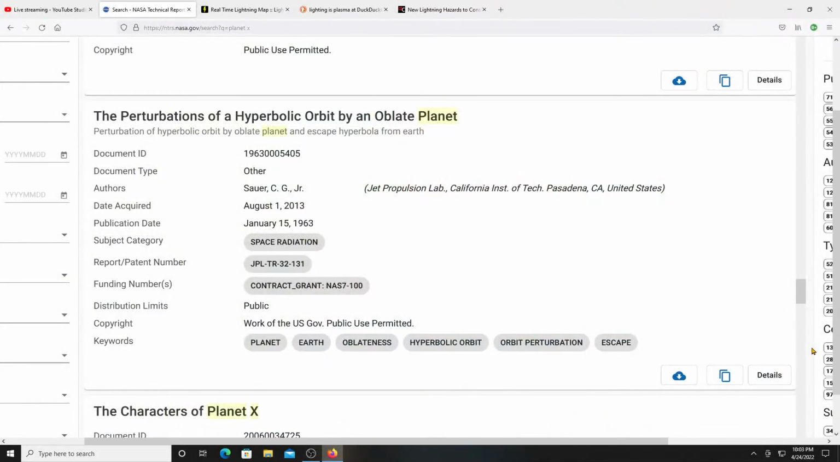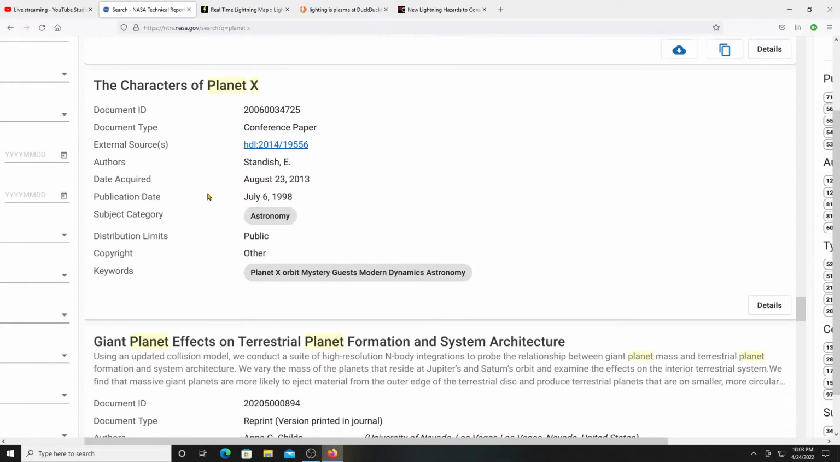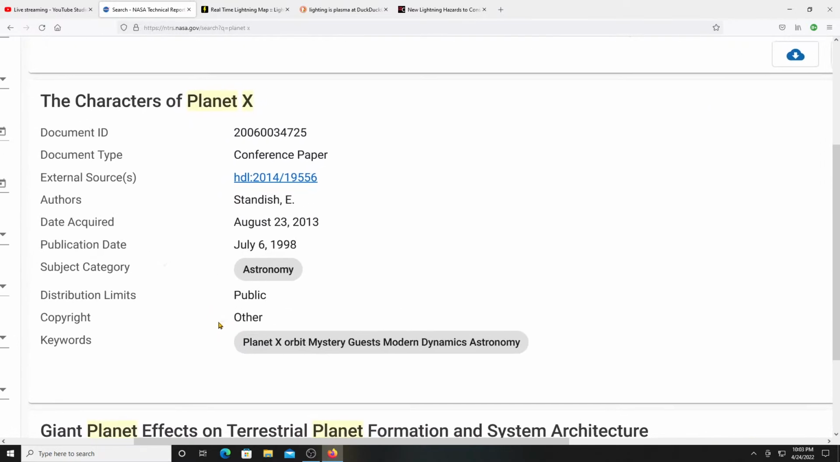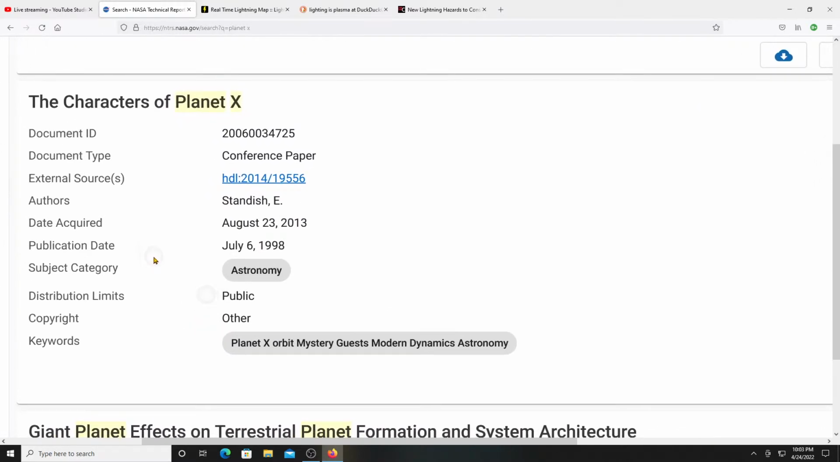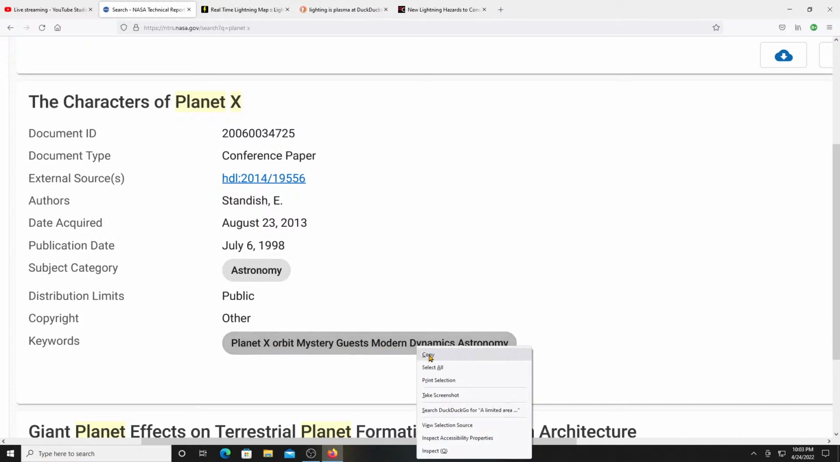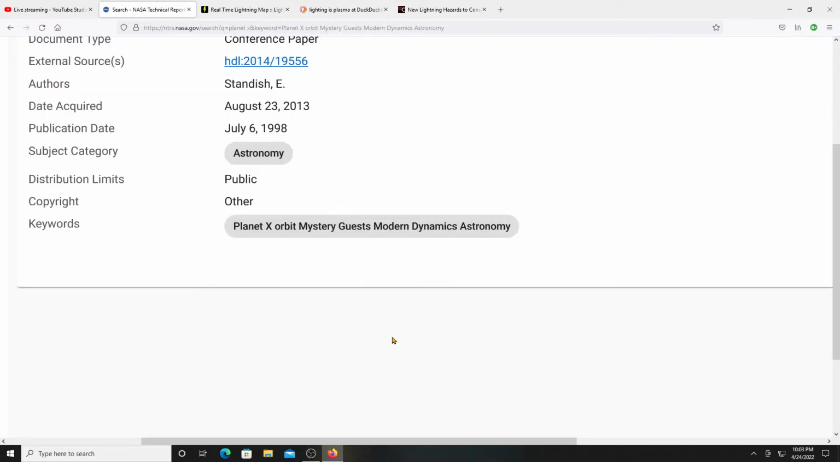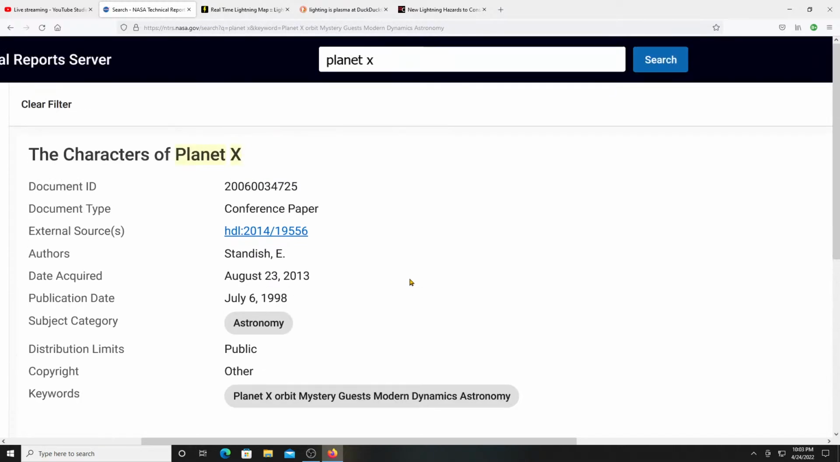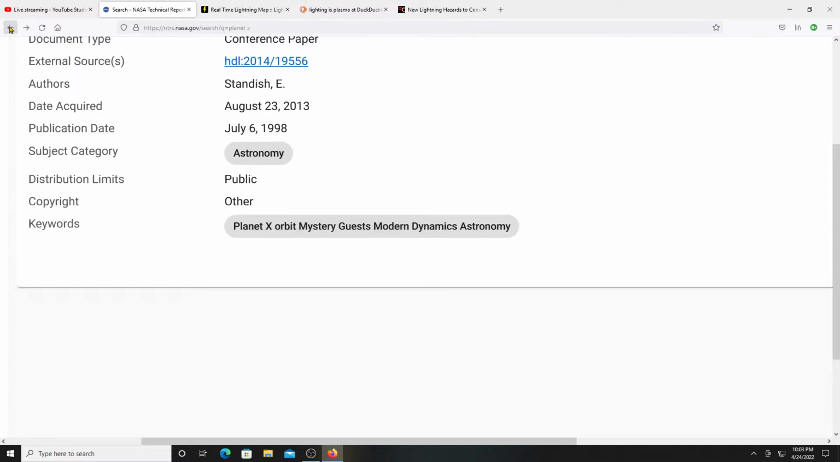Yeah, we're supposed to be getting back to this right here. They got some characteristics of Planet X, you all. So we're going to talk about the Planet X conference paper. See, they got a Planet X orbit mystery guest modern dynamic astronomer. Where did that go? It didn't go anywhere, you all.